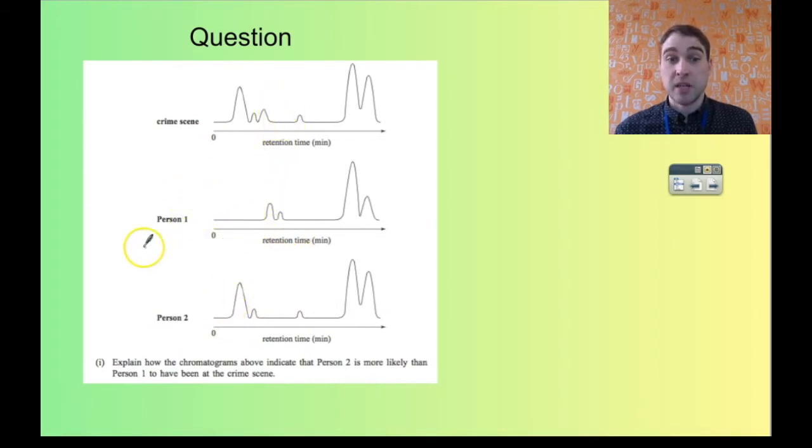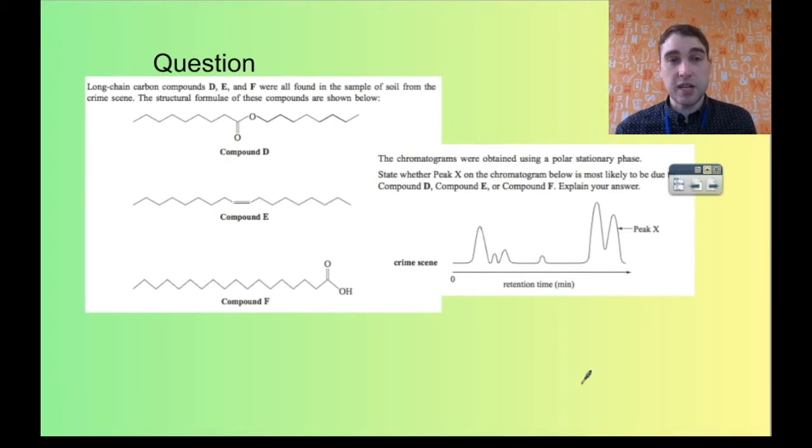So there are more peaks in common with the crime scene and person 2 than there are with person 1 and the crime scene. Another question says, long chain carbon compounds D, E and F were all found in a sample of soil from a crime scene. Structural formulas are shown below. Chromatograms were obtained using a polar stationary phase. State whether peak X on the chromatogram is most likely to be due to compound D, E or F.